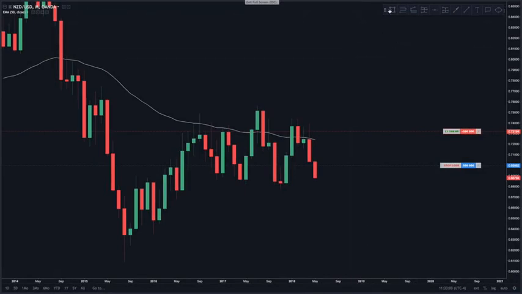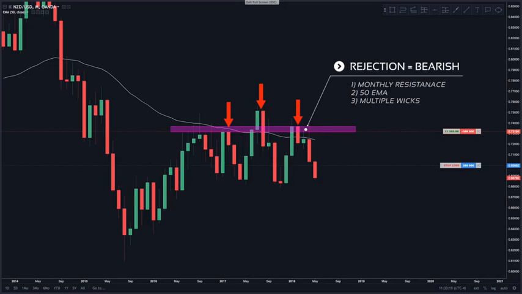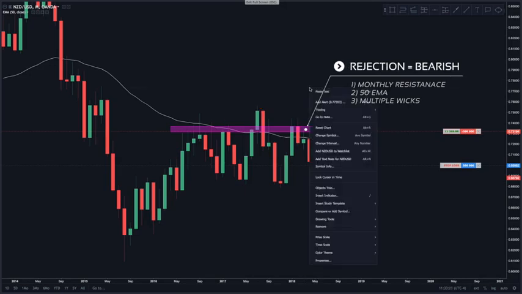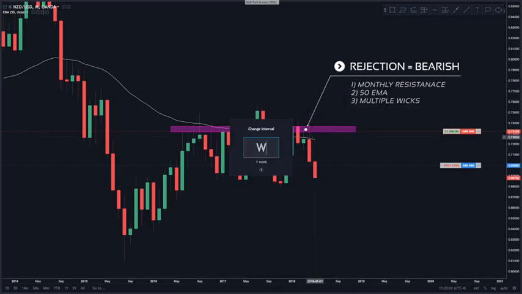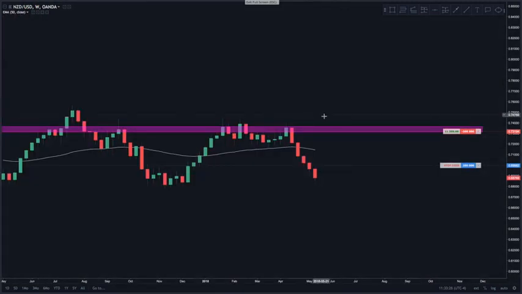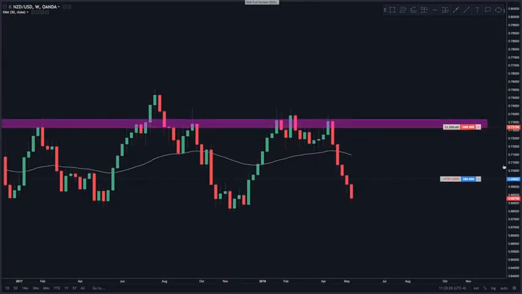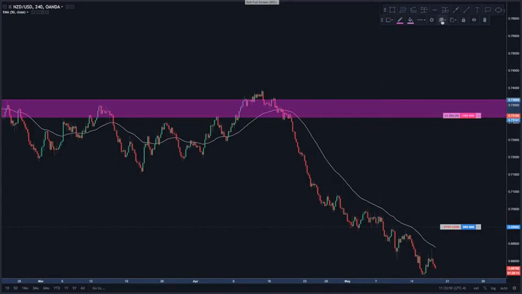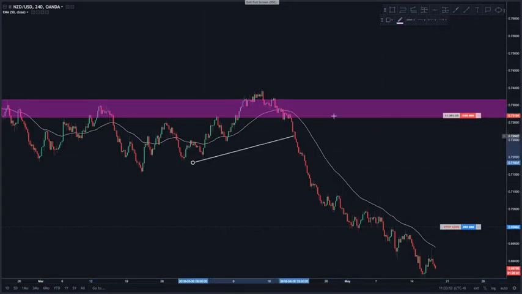Here on the monthly time frame, you can clearly see we have a head and shoulders pattern, as well as a rejection of this monthly resistance, 50 EMA, and multiple long wicks sticking out. Now moving to the weekly. On the weekly, we again have a head and shoulders pattern within the larger head and shoulders, which is another bearish signal. We then waited for a trendline break on the 4-hour time frame and took an entry.